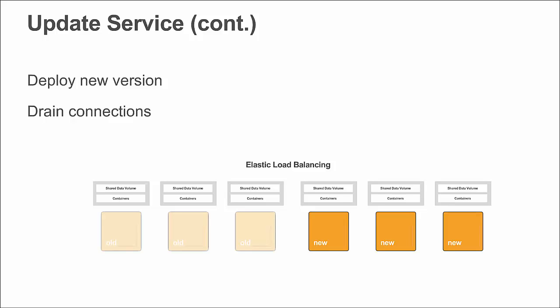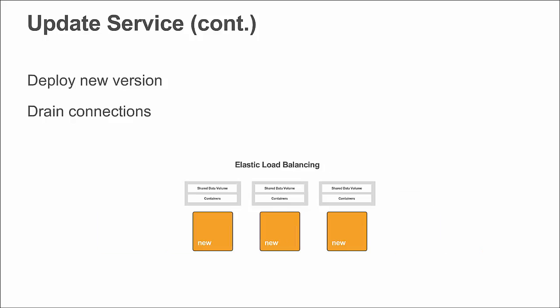If we do a gradual rollout, we'll gradually drain connections from old containers and remove the containers as they're no longer serving requests. And we'll only leave the newest containers running.